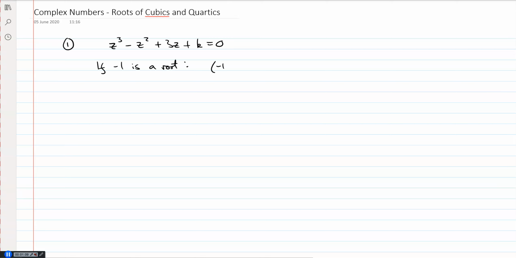So that means if I put -1 in for z, it will work, and I've just got a nice equation to solve. So we get -1 cubed is -1, -1 squared is 1, so this will be -1, 3 times -1, so we get this. -3 minus 1 is -5, add 5 to both sides, and we get k equals 5. So that's part A. Something is a root, sub it in, it will work. It's a solution.